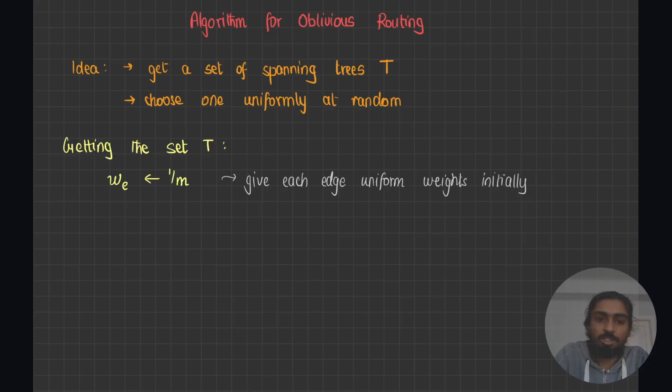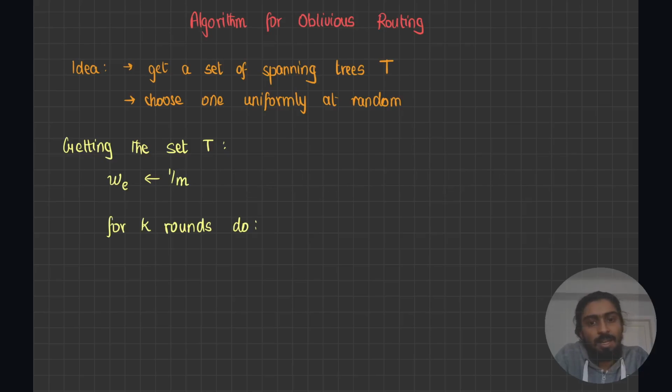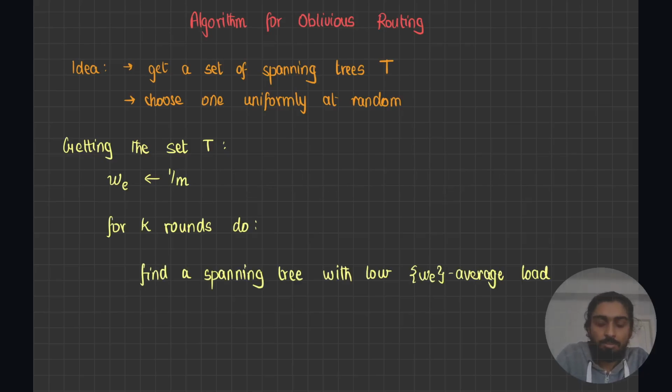Okay, with this piece of terminology, let's go on. What we're going to do is just multiplicative weights update. For every edge, we give it uniform weights initially, and iteratively we do the following. We find a spanning tree which has low average load according to these weights. So recall that our final goal was to say the maximum load was low. Now we're saying, we don't need the load on every edge to be low, but rather if we take the average of the loads on all the edges with respect to some weighting W, then this is low.